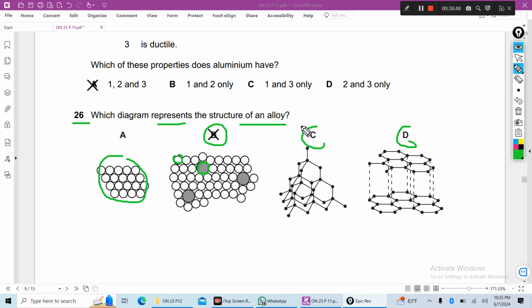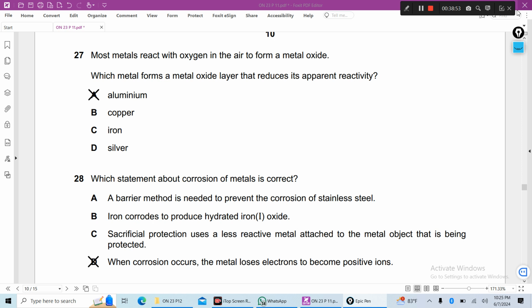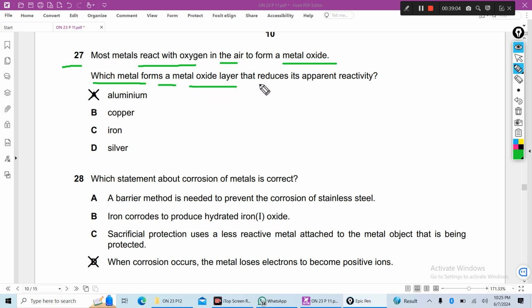Next, 27. Most metals react with oxygen in the air to form metal oxide. Which metal forms a metal oxide layer that reduces its apparent reactivity? You know, aluminum appears less reactive because aluminum reacts with oxygen and a strong coating of aluminum oxide is formed, which makes aluminum less reactive. So A is the right answer.